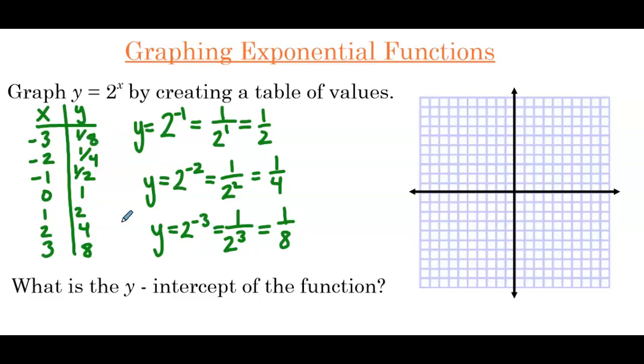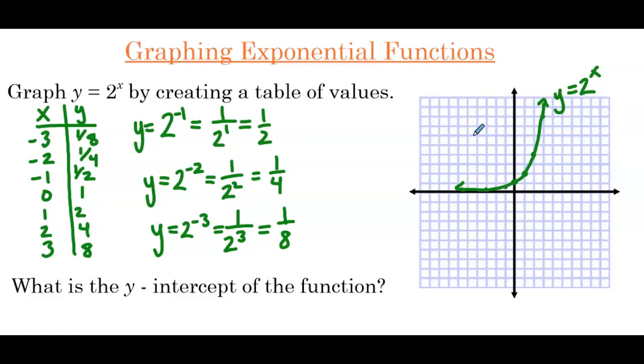Okay, so we can plot these points. So (0, 1), (1, 2), (2, 4), (3, 8). And then for our negative inputs, we'll have to estimate. So (-1, 1/2), (-2, 1/4), (-3, 1/8). So now we're going to connect our points. We're going to go along the x-axis and then up through our points. So this is our graph of y equals 2 to the x power. And this is what the graph of an exponential function looks like.